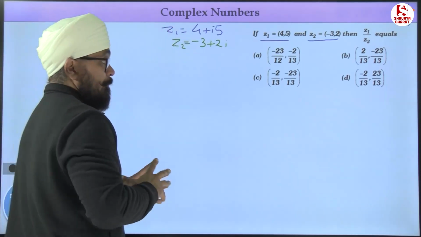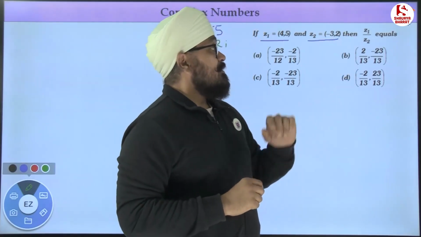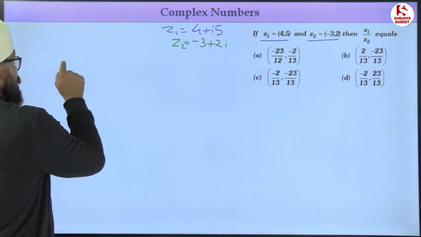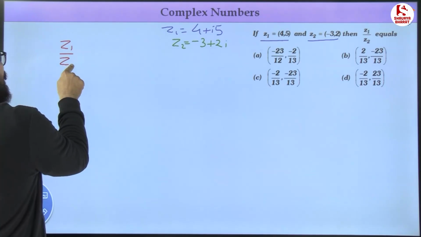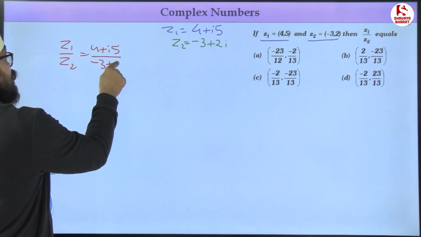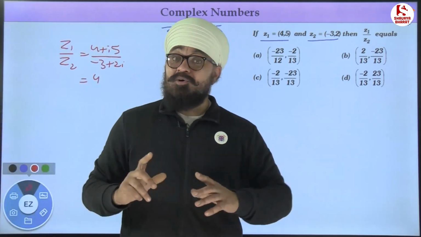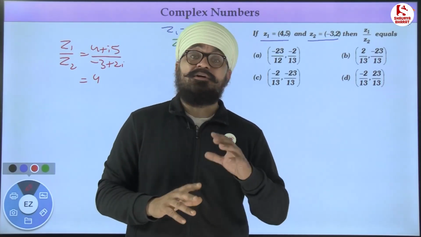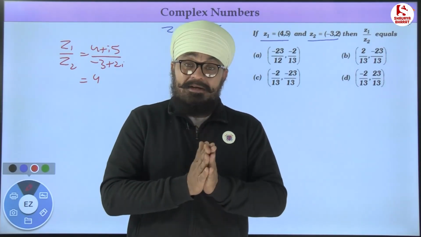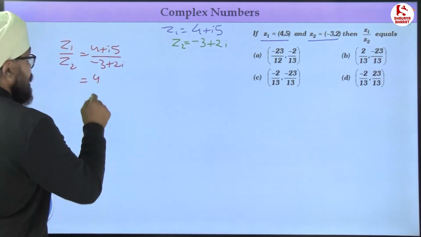So we have two complex numbers with us, and here they are asking a very simple one, that is Z1 divided by Z2. We have already calculated this, we know how to solve it. So let me write Z1 divided by Z2, which is 4 plus iota 5 whole divided by minus 3 plus 2 iota. I think you might know how to do this, because we have a division. Whatever complex number is in the denominator, we multiply the numerator and denominator by its conjugate. So let us take the conjugate.